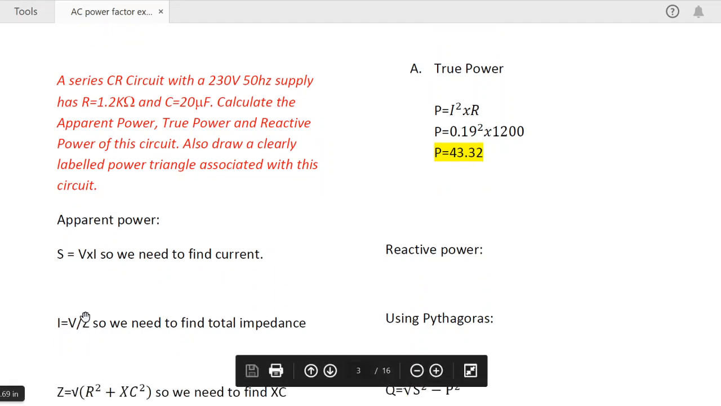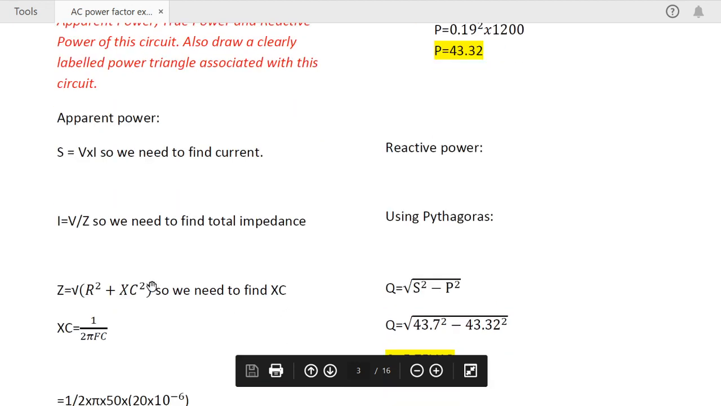Our current is going to be V over Z, Z being in this case our impedance. That's just basic Ohm's law. Remember, I equals V over R, Z is impedance, it's a type of resistance if you like. So Ohm's law will tell us that I equals V over R, but we don't know what the total impedance is either, so we need to find that first.